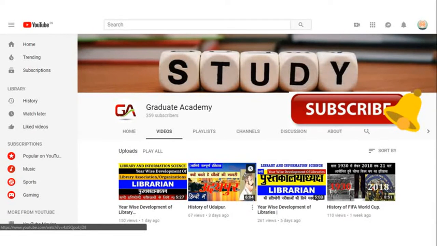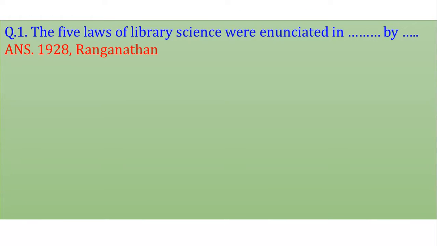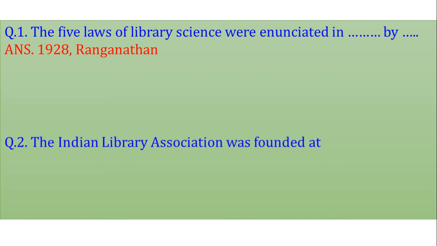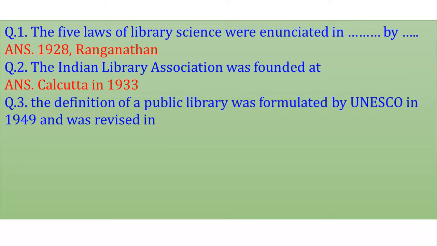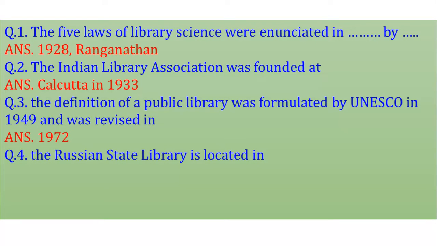The 5 laws of library science were enunciated in 1928 by S.R. Ranganathan. The Indian Library Association was founded at Calcutta in 1933. The definition of a public library was formulated by UNESCO in 1949 and was revised in 1972. The Russian State Library is located in Moscow.